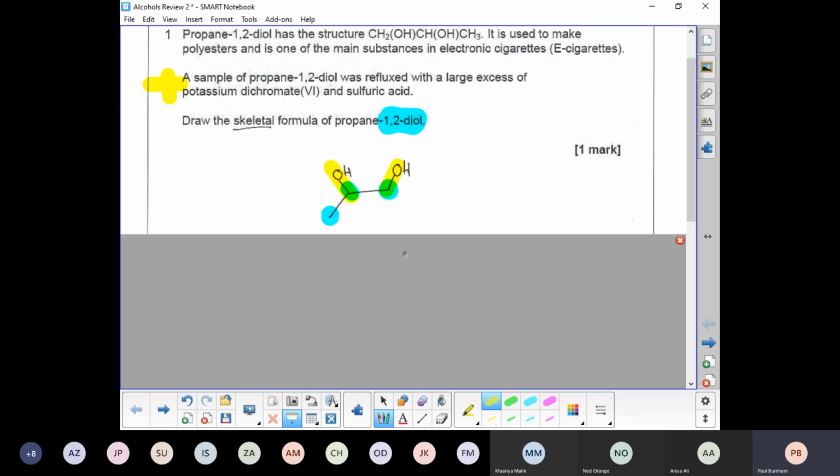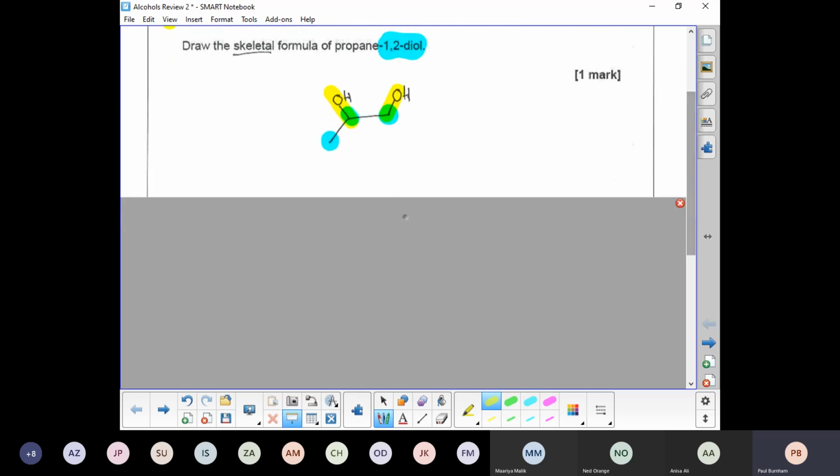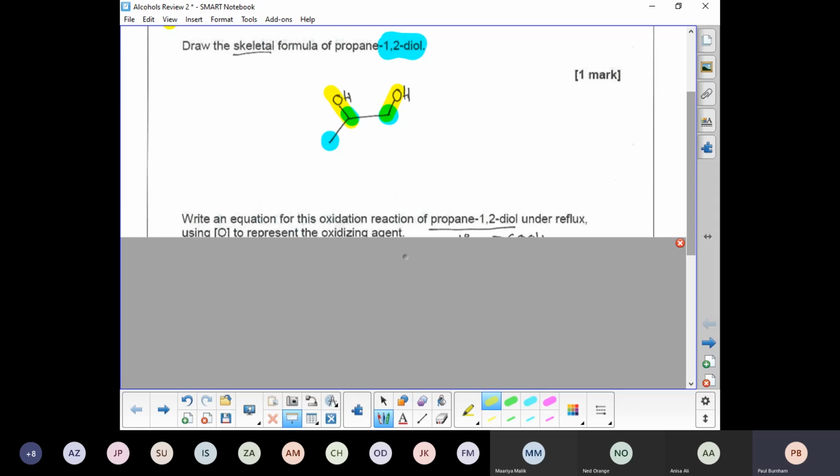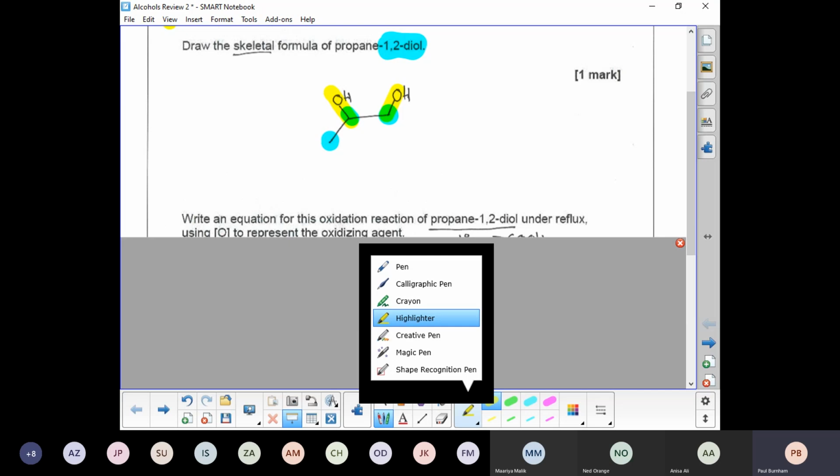Now we've got that as a starting point, it's something that we can use to refer to, because the next question is actually quite a tricky question. Write an equation for the oxidation reaction of propane 1,2-diol under reflux, and we use O to represent the oxidizing agent. Now, of course, what I've got here is 2 different alcohol groups.